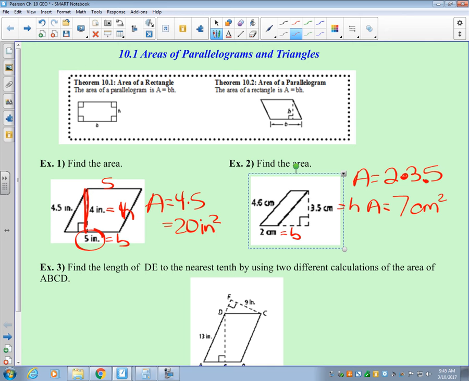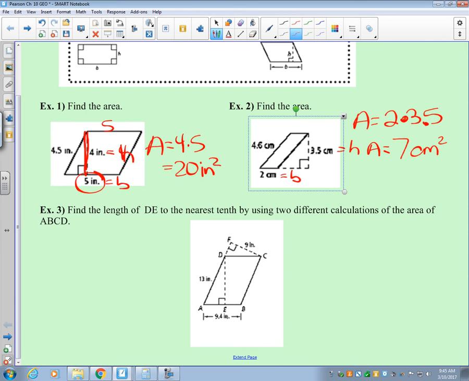So here's what we got to think about. Sometimes our parallelogram is going to be oriented in a way that we have a hard time seeing what our height is. Andrew, can you just read the instructions for example 3? Find the length of DE to the nearest tenth by using 2 different calculations of the area of ABCD. So we're going to find the area of our parallelogram here, our ABCD.